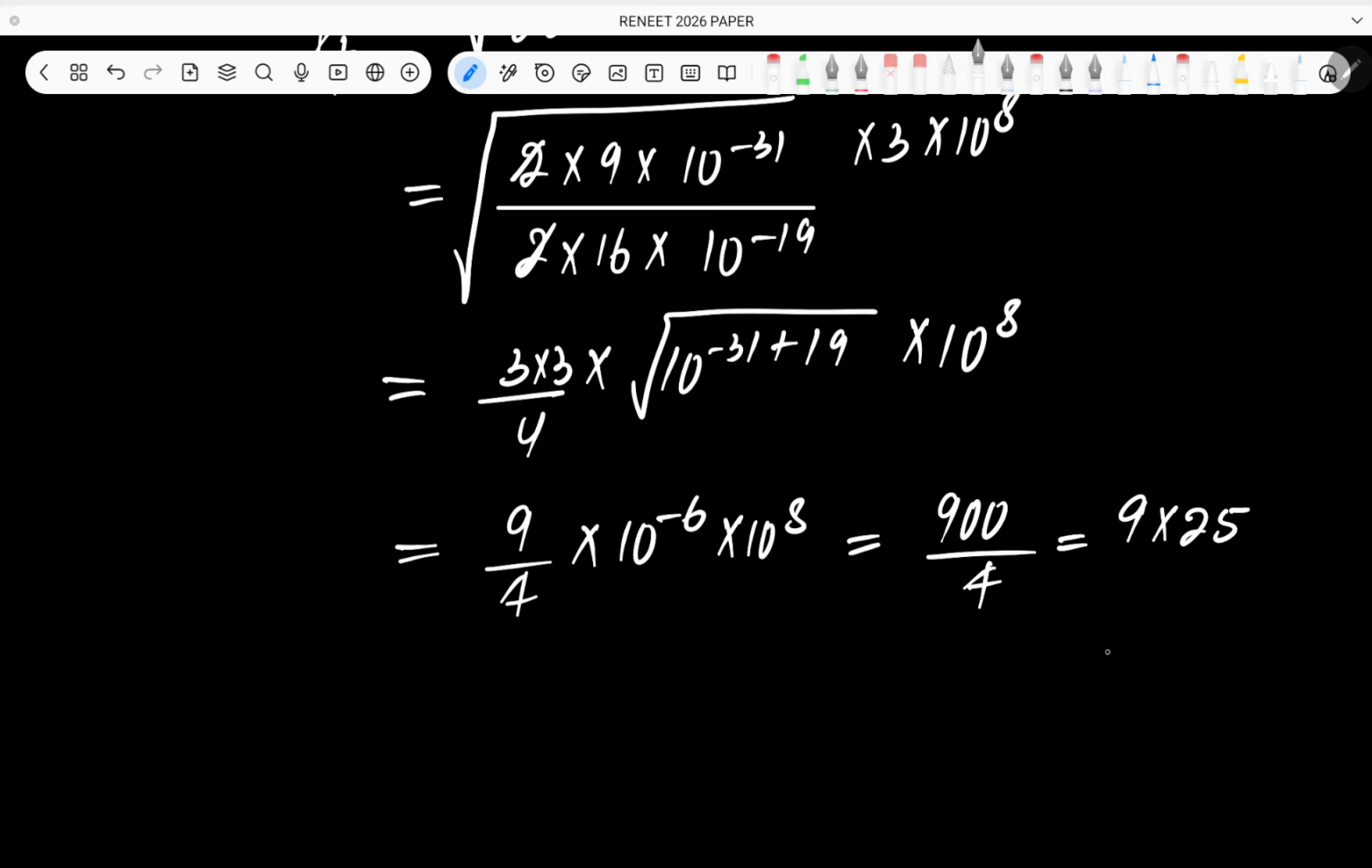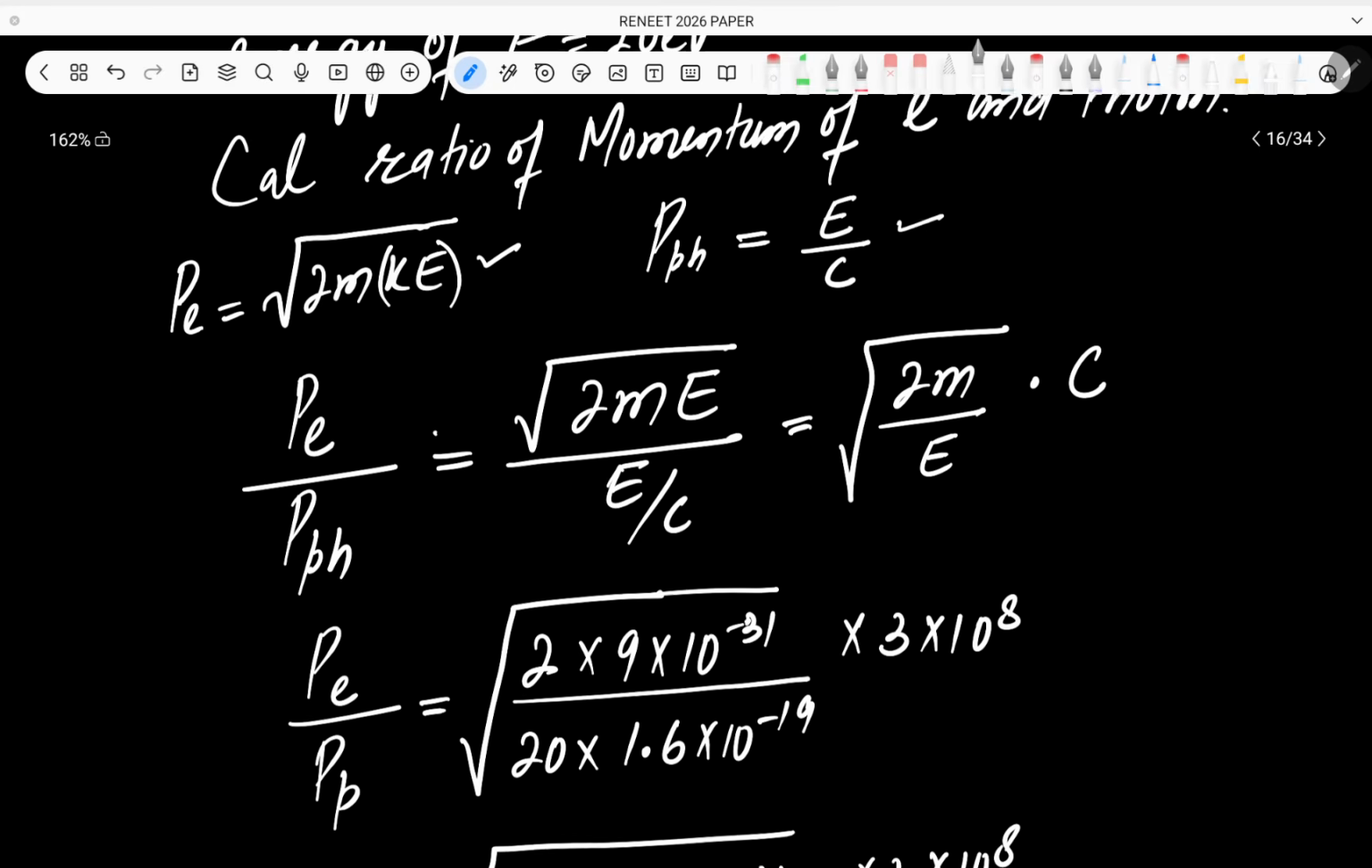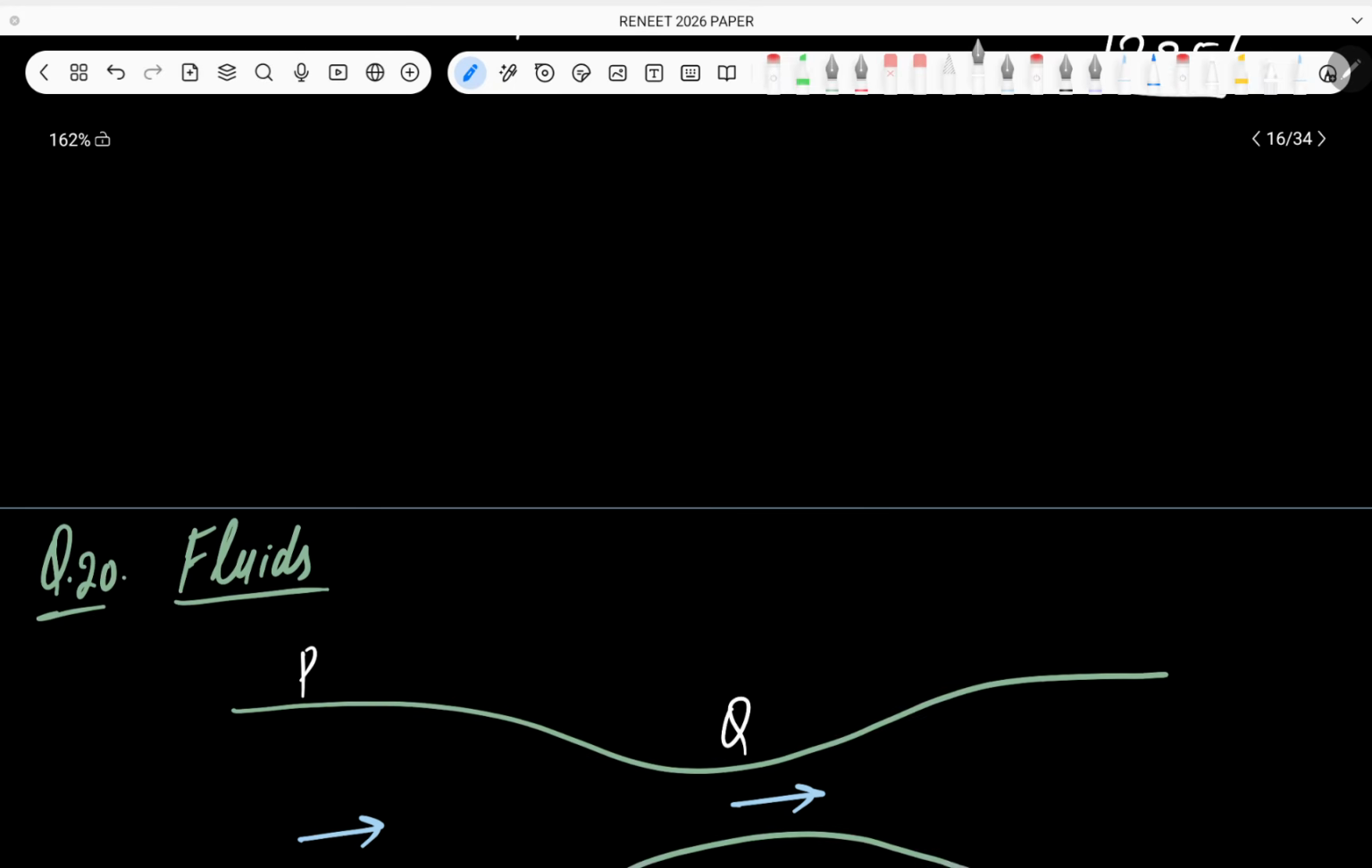I can write it like this. Now 9 into 25, 8 into 25 is 200, so it becomes 225. This is its exact value. The ratio of this is 225. Okay, let's move to another question.